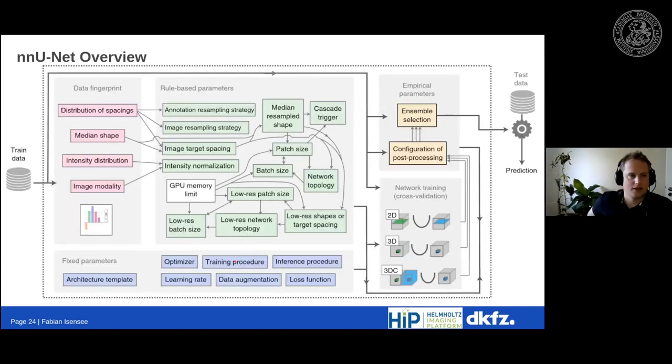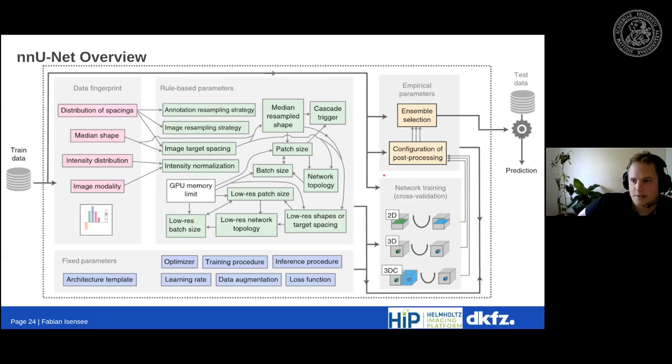If we plug everything together, this is a broad overview of nnU-Net. So again, we have the fixed parameters down here. We have the data fingerprint and the rule-based parameters here, empirical parameters up here, and then these different U-Net configurations that are being generated by nnU-Net.